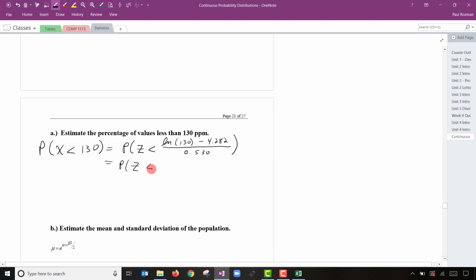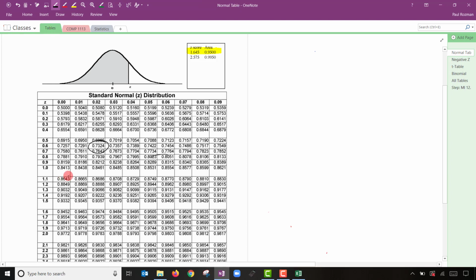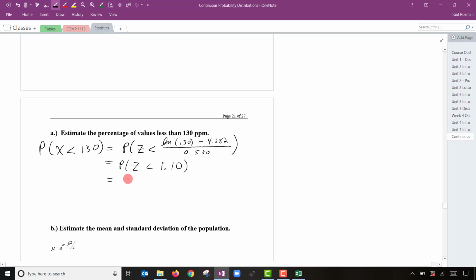We get a z-score there then of 1.10, and then we can look that up in our z table. 1.10 is 0.8643. So 86%, almost 87%. 86% is under 130 parts per million, give or take.